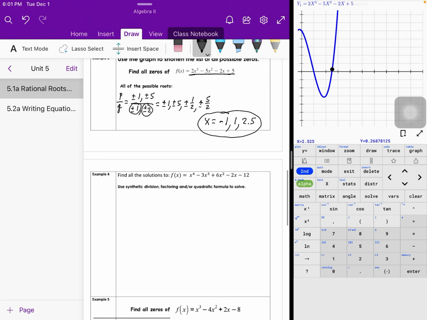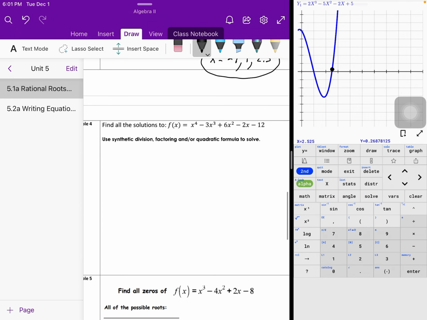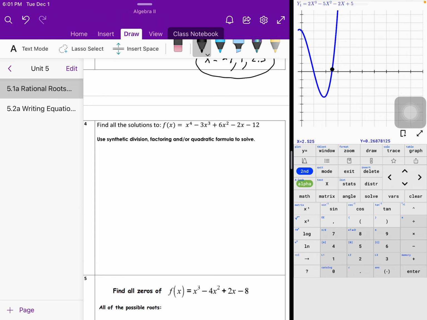All right, so I'm going to do one more here, and then I'm going to let you guys try this. So find all solutions to f of x equals x to the fourth minus 3x cubed plus 6x squared minus 2x minus 12. First thing we want to do here is, if it says to list out the possible solutions, we should do that. I'm going to do it here just so we get in that practice. So p over q: plus or minus 1, plus or minus 2. Remember, we're looking at the last term. Plus or minus 3, plus or minus 4, plus or minus 6, and plus or minus 12 are all the factors.